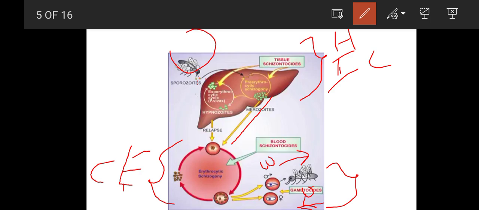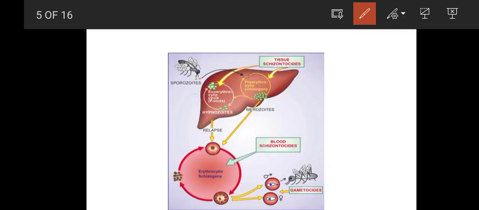This will permit transmission. So this gametogony phase is responsible for transmission of the parasite from an infected man to a healthy mosquito, which will later be transmitted to a healthy man. So that being said, hope we've understood the process of infection of the life cycle of plasmodium.